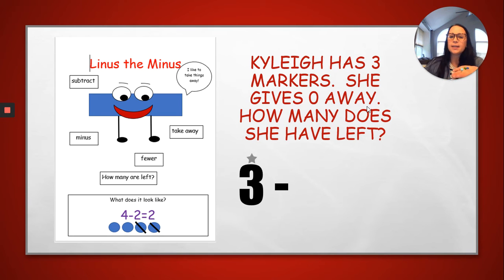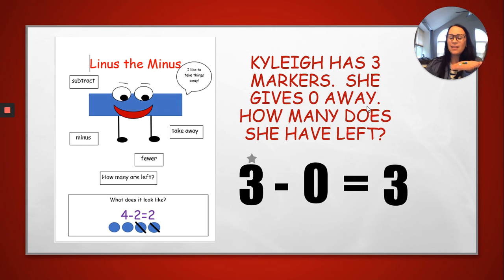It says she gives 0 away. So if she is giving 0 away, am I going to take any out of my hand? No, I'm not. So I'm going to put my 0 there. That's my second number. Next comes our equal sign. And now we have to figure out how many markers Kylie has left if she doesn't give any away. So if she starts with 3 and she gives 0 away, how many markers are left?